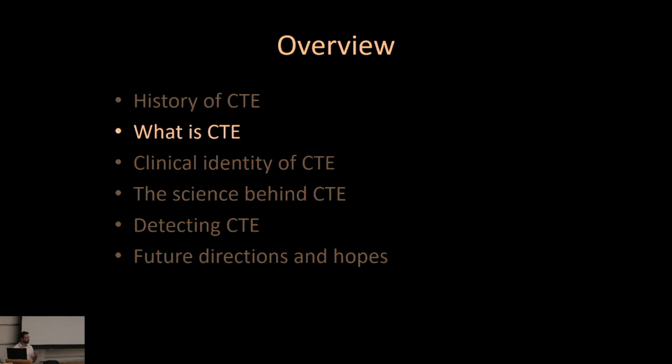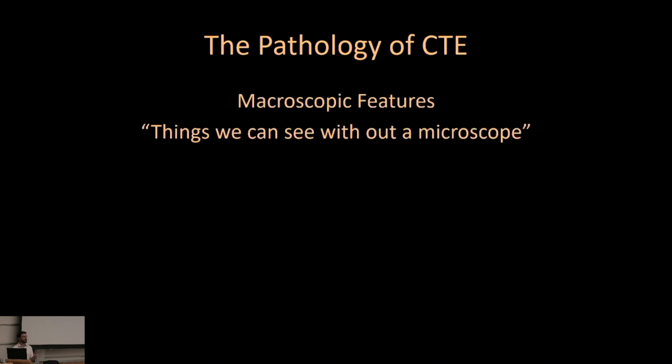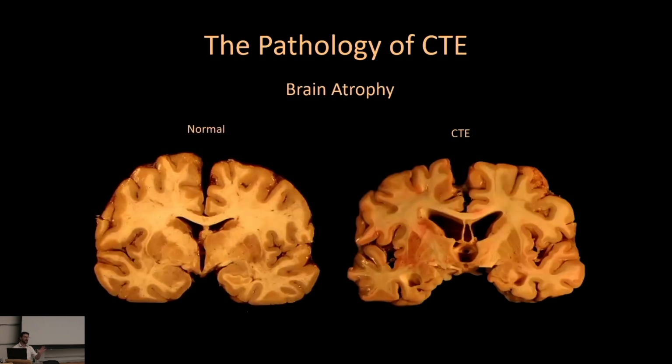Right? We talk about a lot, chronic traumatic encephalopathy, CTE. What is it? And CTE is defined by the pathology. The pathology makes the disease. Because you can't diagnose it in life yet, so we have to understand what the pathology is. And there's two ways you can look at it. The macroscopic features, so the things we can see without a microscope. If I just look at a brain, what can I see on someone who might have CTE? And there's a couple things that stand out.